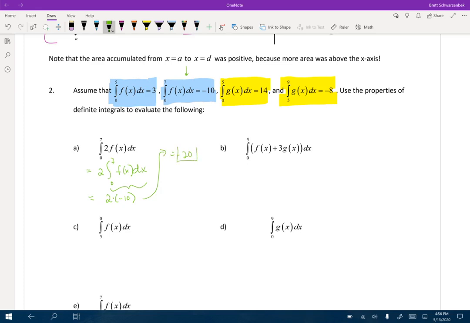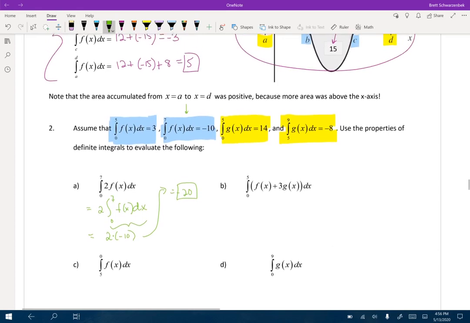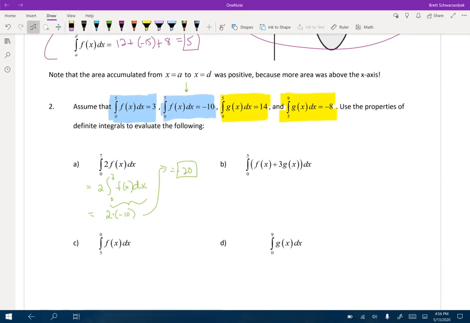Okay, it's just a simple application of the basic rules for definite integrals. That's all it is. So that's going to be -20. So what about B? Let's say we have the integral from 0 to 5 of f of x plus 3g of x dx. So, this plus sign.